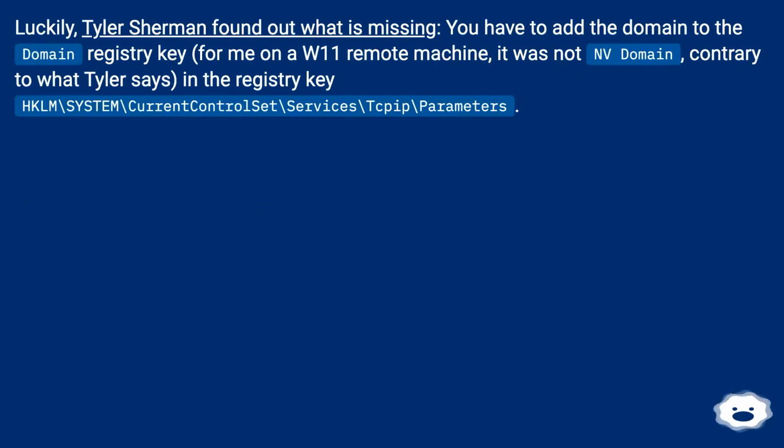Luckily, Tyler Sherman found out what is missing. You have to add the domain to the domain registry key. For me on a W11 remote machine, it was not in the domain. Contrary to what Tyler says, in the registry key HKLM\SYSTEM\CurrentControlSet\Services\Tcpip\Parameters.